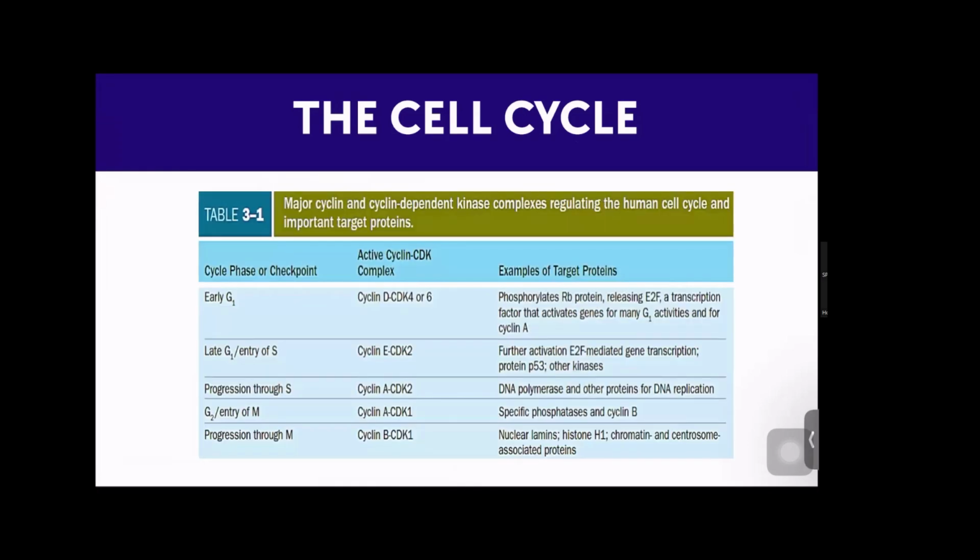So overall, class, the progression in the cycle is regulated by proteins called cyclins and cyclin-dependent kinases that phosphorylate or activate enzymes and other proteins needed for phase-specific function. So here are the major cyclins and cyclin-dependent kinases that regulate the human cell cycle.